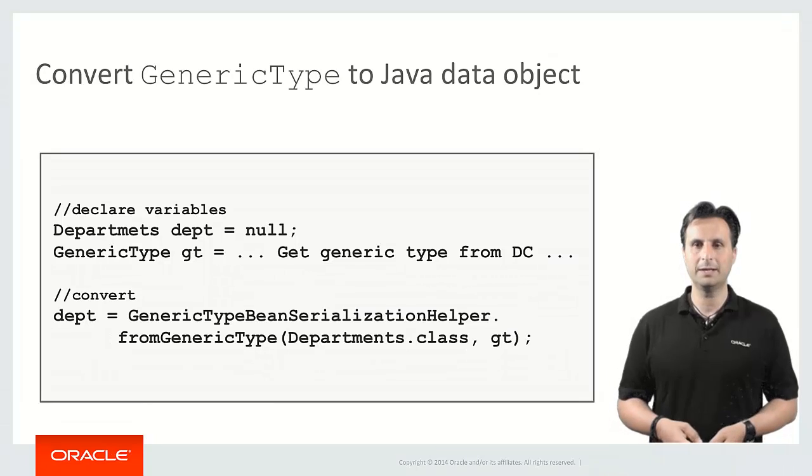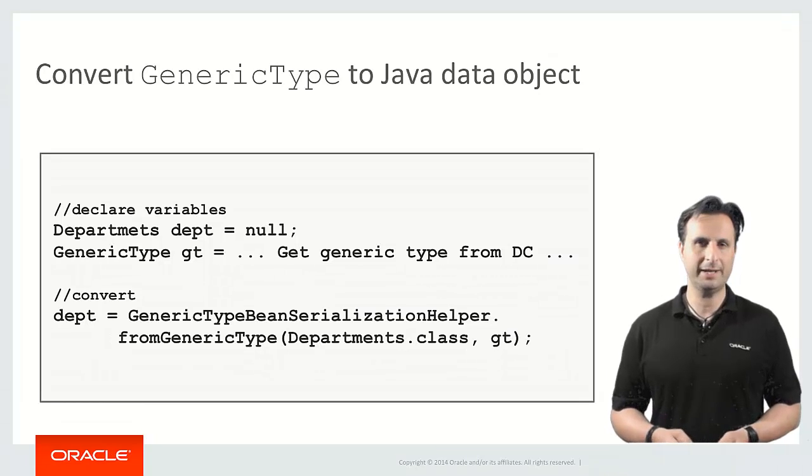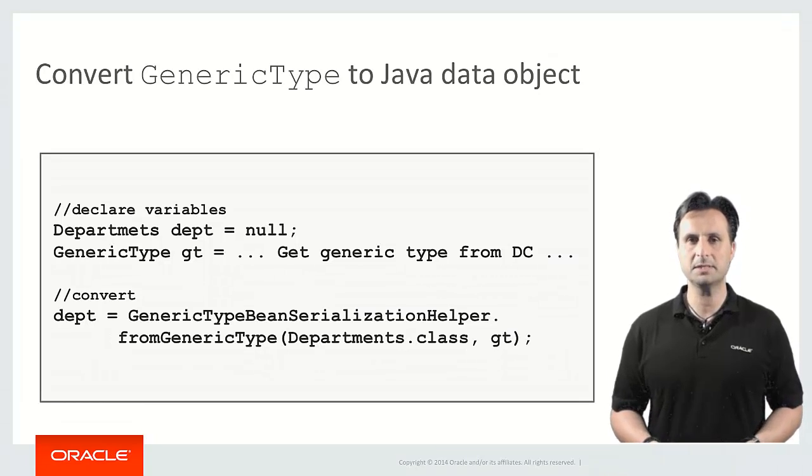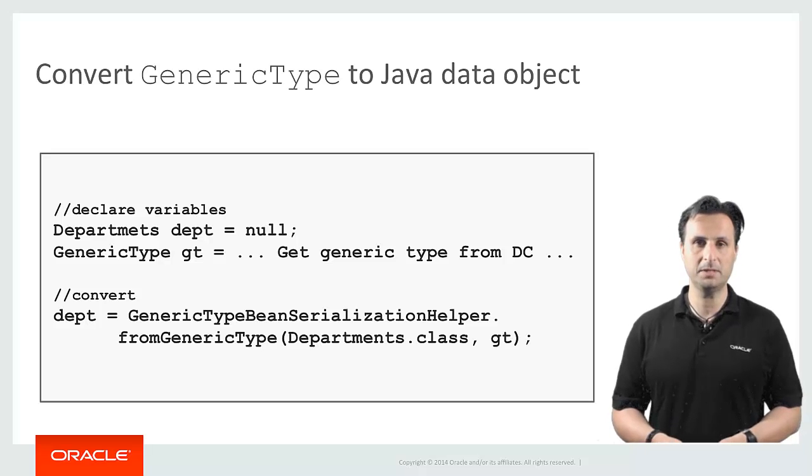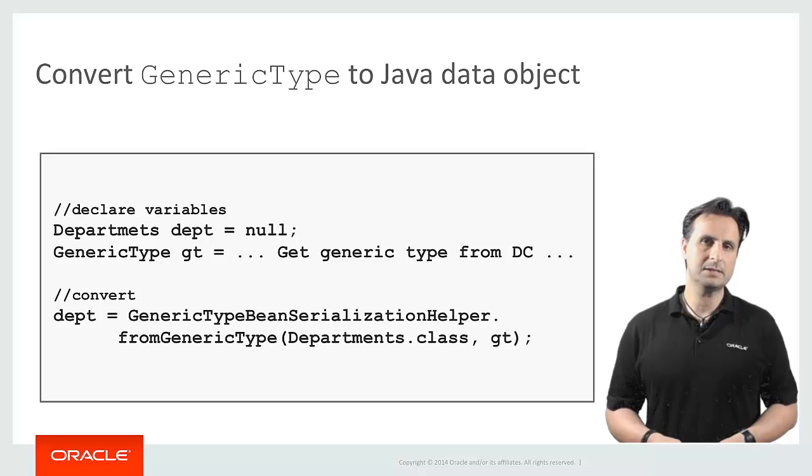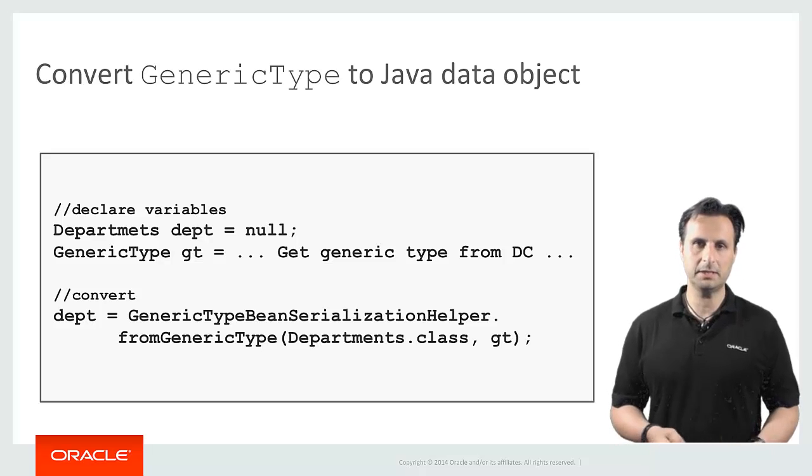So what I do is call GenericTypeBeanSerializationHelper, and then I pass two arguments in it. The first argument is the department, so the name of the class, and the second one is the payload, or the generic type that I get as a response.